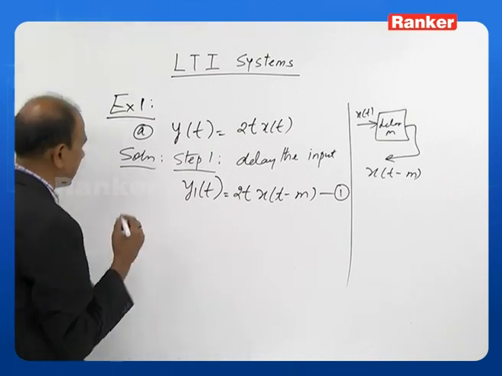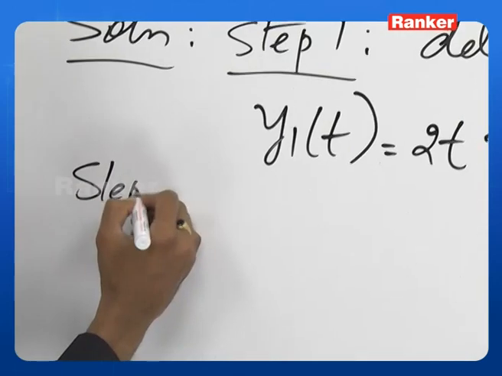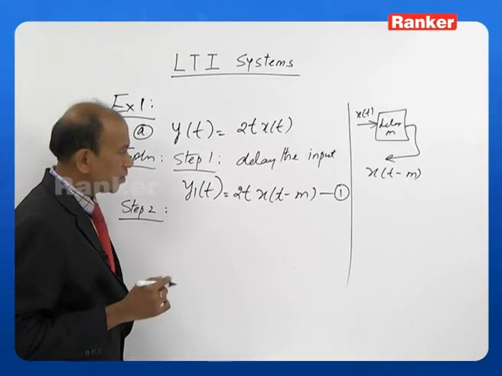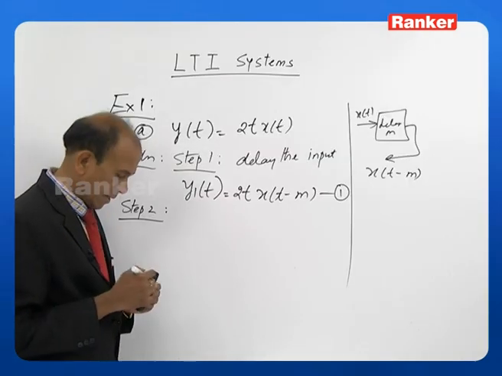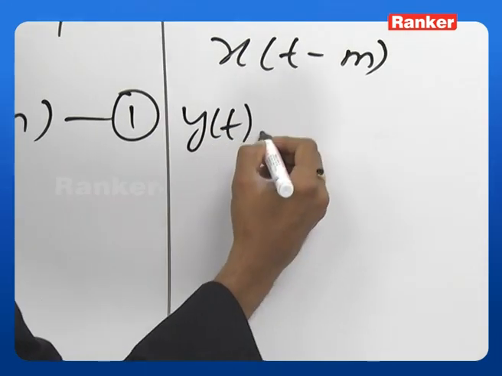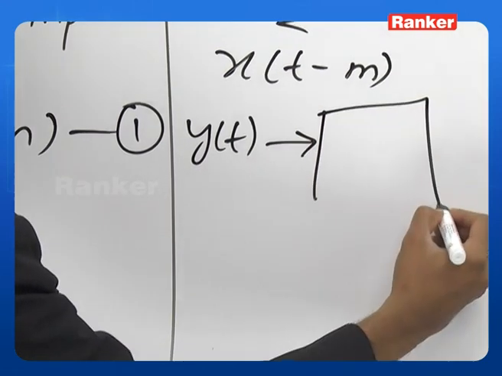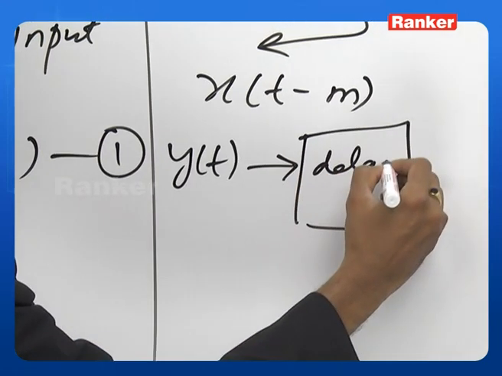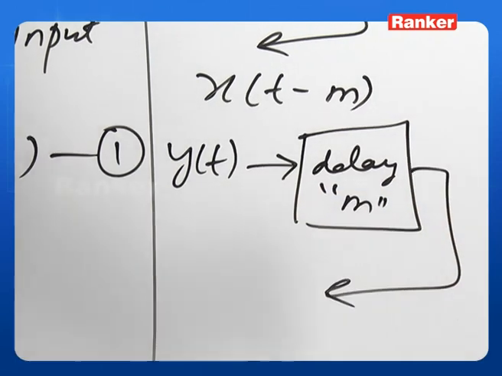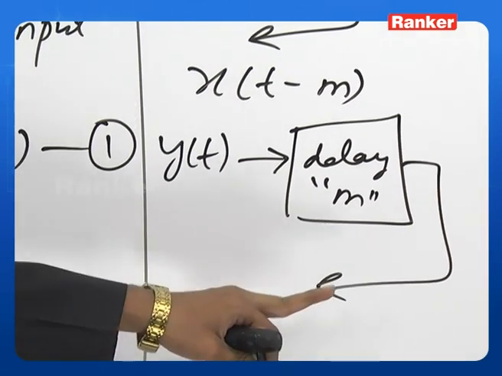Then let us see the second case. What is the second step? In the second step, I should delay the output. So the output has to be delayed by a certain factor. Now, y of t is already there for us. I will pass y of t through a delay unit of m units, then I will get an output.